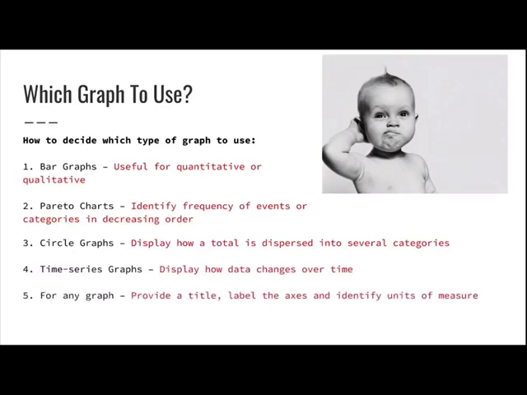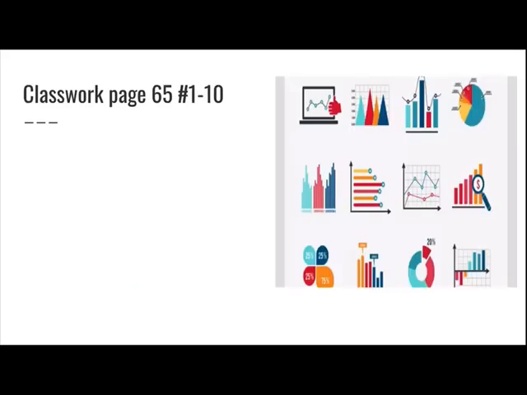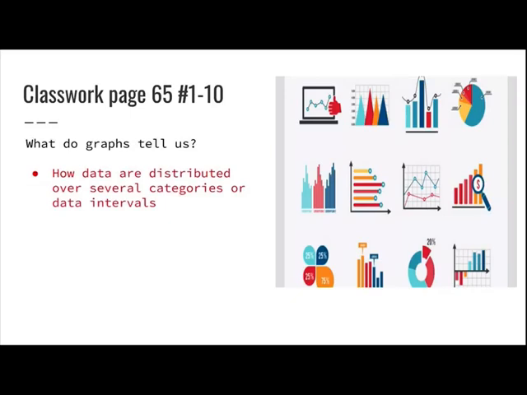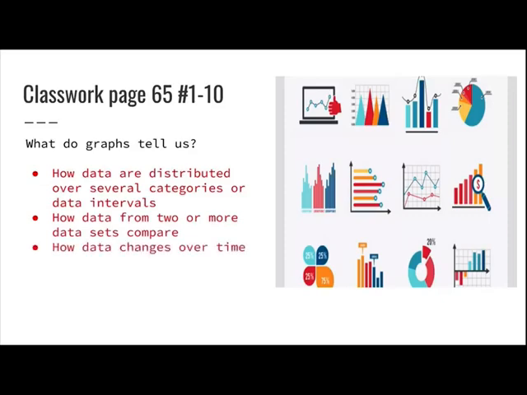However, it's so important that for any graph that you make, you're going to provide a title, a label on both axes, and you want to identify your units of measure. So what do graphs tell us? They tell us how data is distributed over several categories or data intervals, how data from two or more data sets compare, and lastly, how data changes over time.